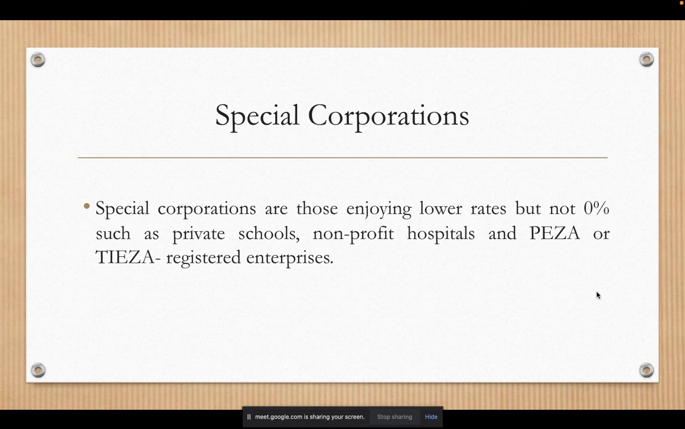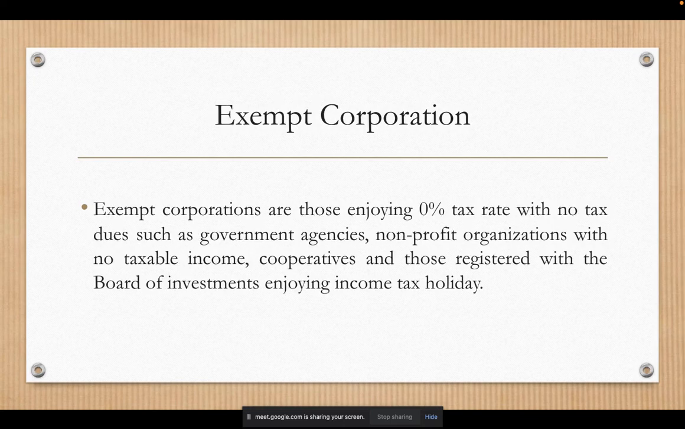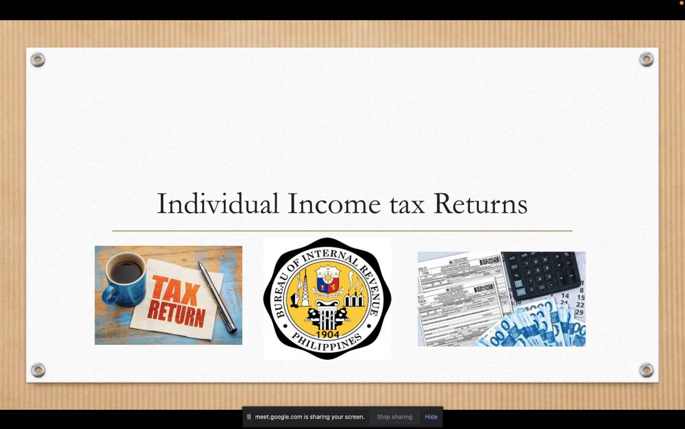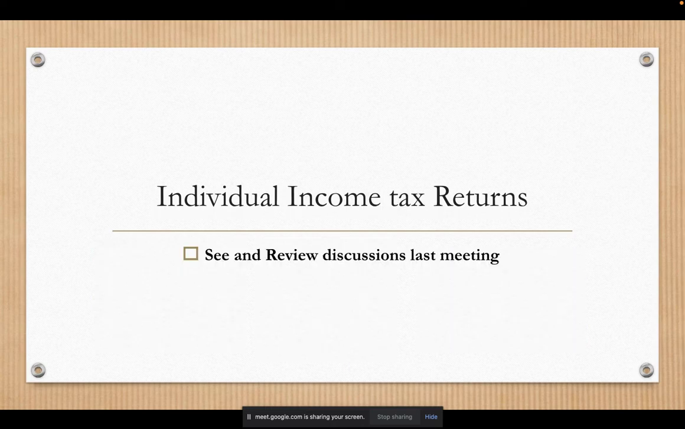So, special corporations are those enjoying lower rates, but not 0%, such as private schools, non-profit hospitals, and PEZA registered enterprises. We also have exempt corporations, which are those enjoying 0% tax rate, non-stock non-profit, okay? Such as government agencies, non-profit organizations with no taxable income, cooperatives, and those registered with the Board of Investments enjoying income tax holiday. And then there are several income tax returns, of course.